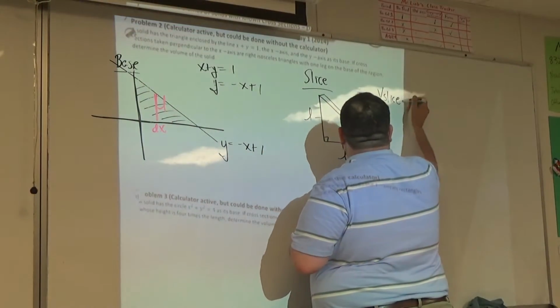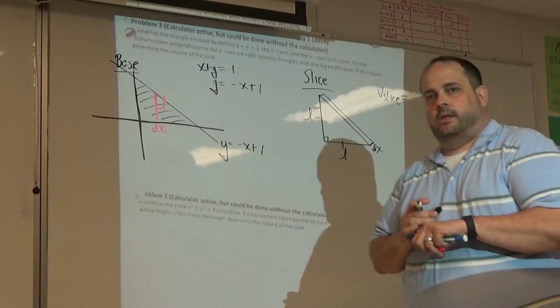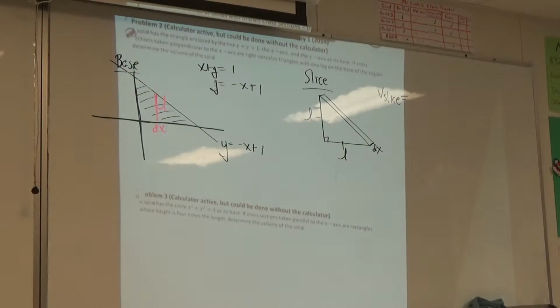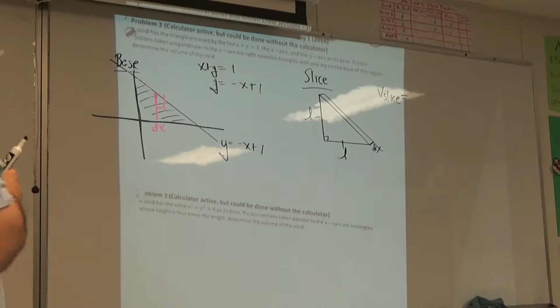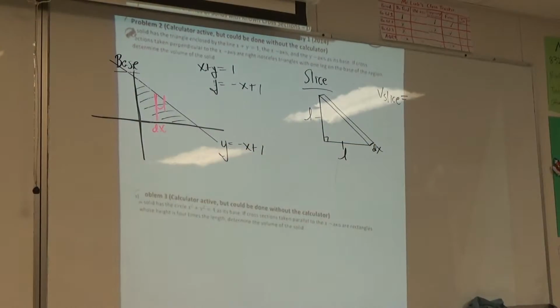My question for y'all, and I think this is worth having a quick conversation with your neighbor. What's the volume of one slice? How would you find the volume of that one slice? 1 minus x squared. Not 1/3 base times height. Nope. You are so close, David, but it's not 1/3 base times height. It's 1/2 base.